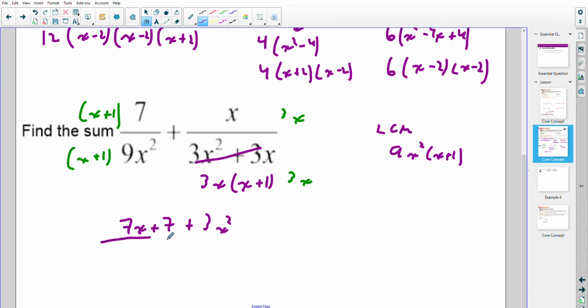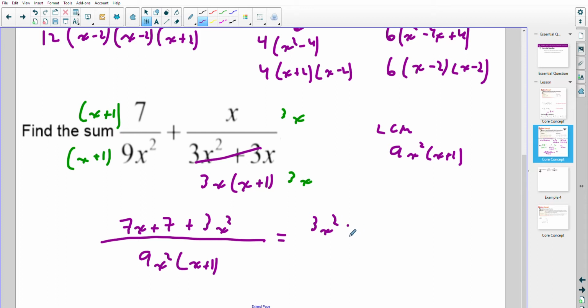And then on the bottom, you're going to keep factored form. So 9x squared times x plus 1. The reason why you keep it in factored form is because it's possible that you may have some sort of a cancellation at the end.